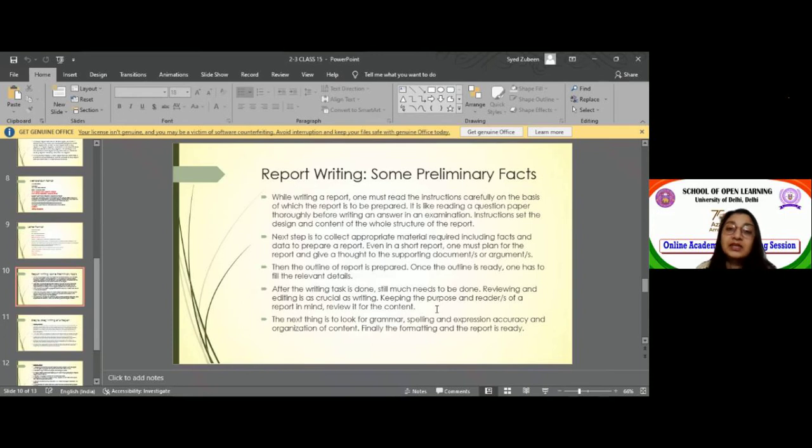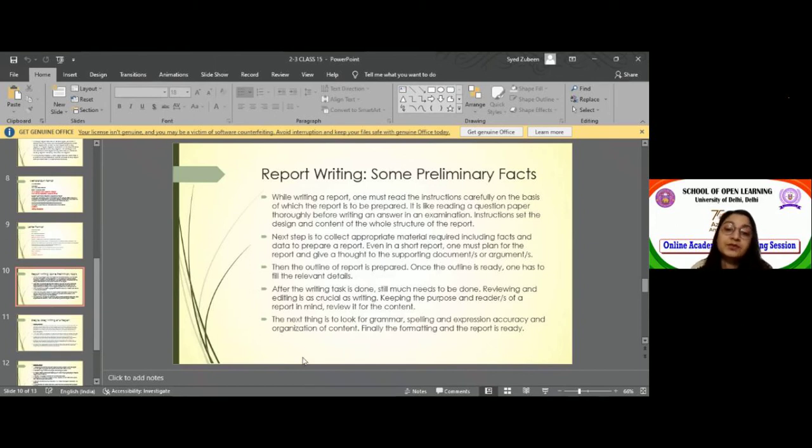So we need to keep the purpose in mind, of course. Why are we writing the report? Is the report written in tandem with the question that was asked? Are we answering the question, are we writing the report clearly or not, or are there any more details that should be included or not, right? So keeping the purpose and reader of the report in mind, we will be reviewing the content.